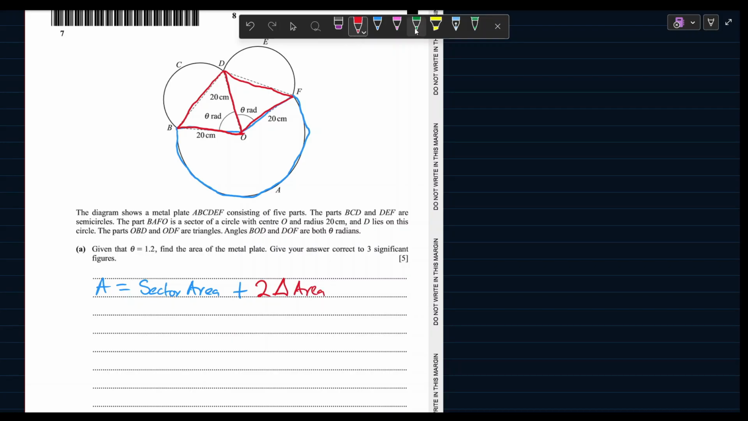And then finally, we've got our two semicircles, which are also equal. So that's BCD and DEF. So plus 2 times semicircle area. All right, so let's start by finding our sector area. To find our sector area, we use the formula that area is equal to half r squared theta.